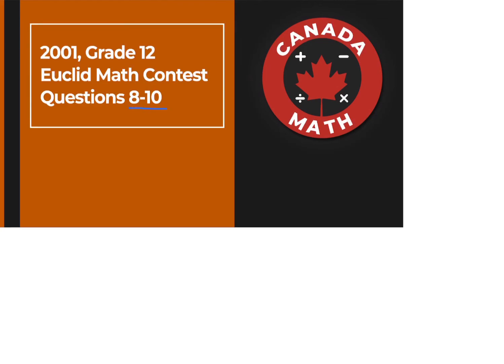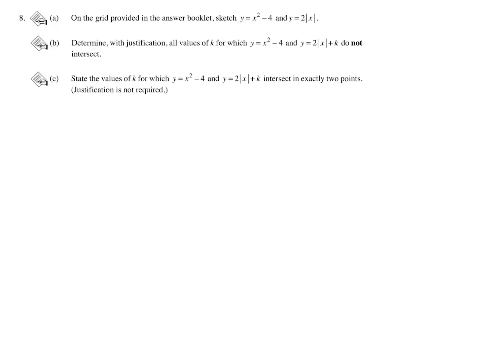Questions 8 to 10 of the 2001 grade 12 Euclid math contest. On the grid provided in the answer booklet, sketch x squared minus 4 is equal to y, and y is equal to 2 times the absolute value of x.